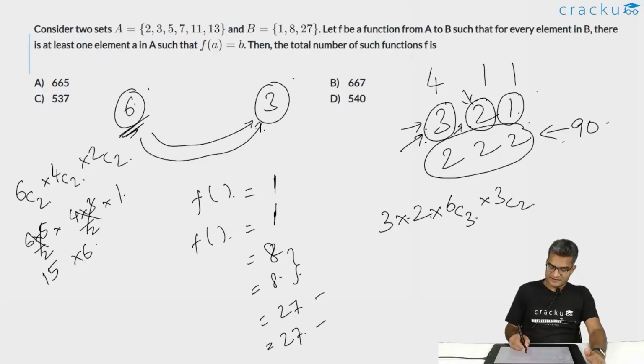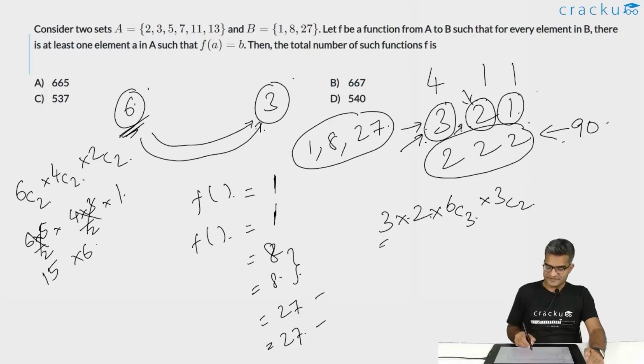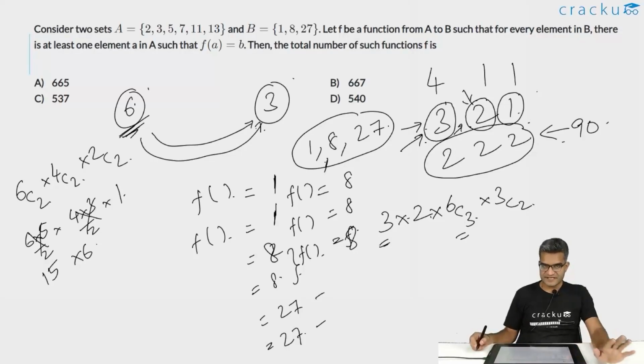That is, we are saying that the elements in B are 1, 8 and 27. Which of these three elements from A can be selected in three ways? Suppose that element is say 8. Then we are saying that we will have 8 written 3 times. f of some number in A will be 8, for 3 numbers in A. Those 3 numbers can be selected in 6C3 ways. Once that is done, we are left with 1 and 27.